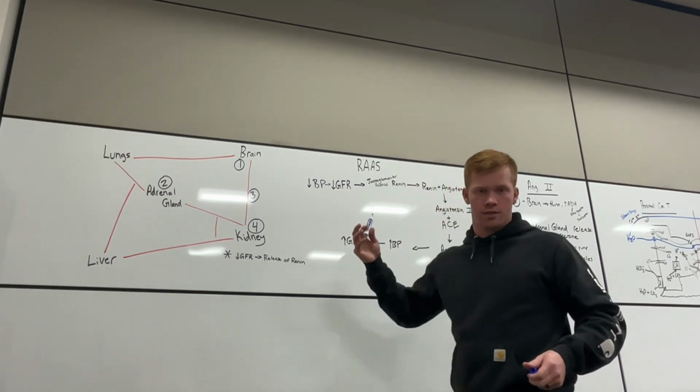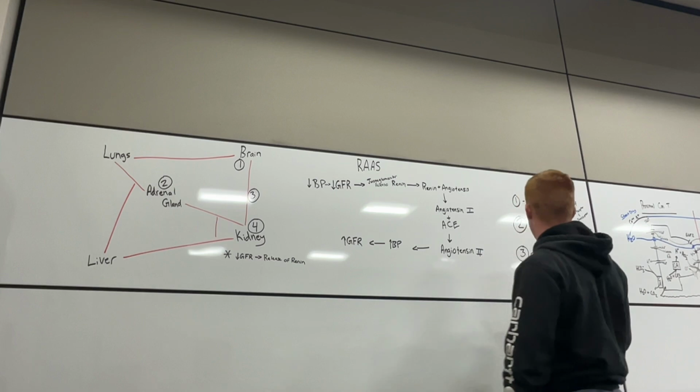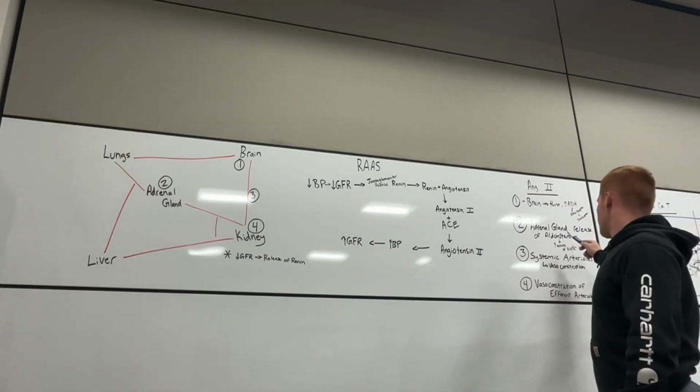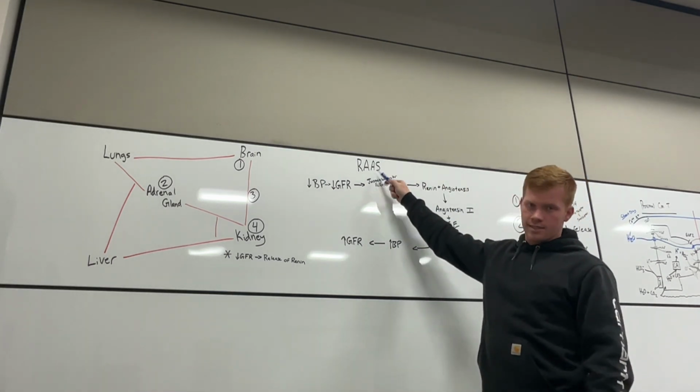And that's also with thirst, more water, higher blood pressure. It brings blood pressure back up, helps with it. Another thing you can do, the adrenal gland is going to release aldosterone. That's the second A.